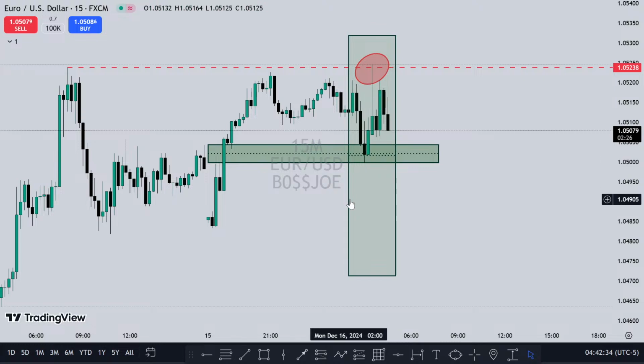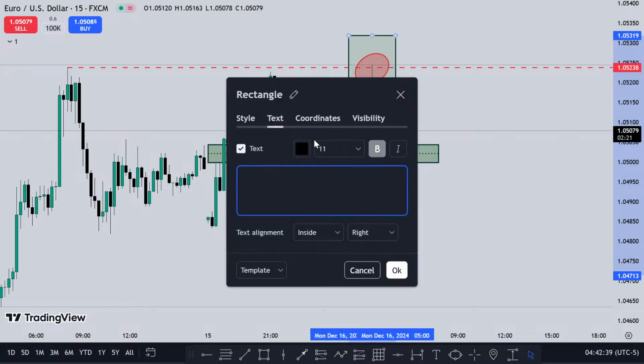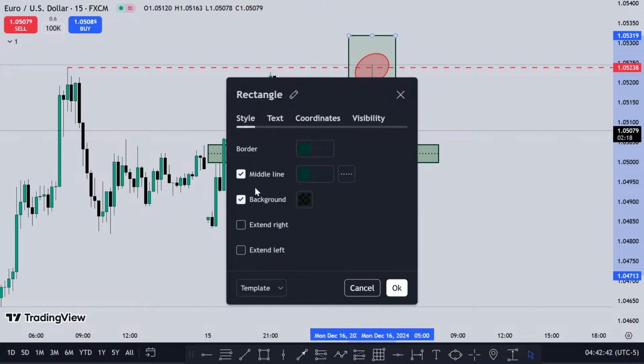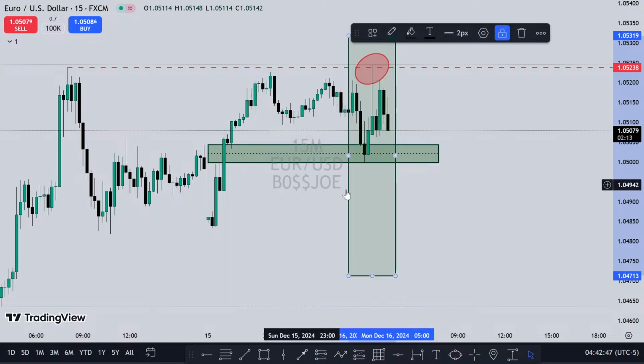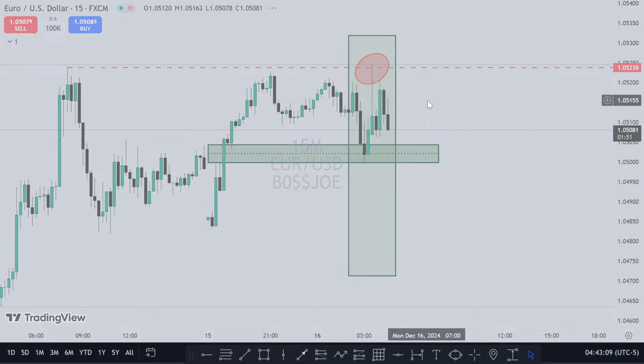Let's take this out. So go to settings and remove the middle line right there. So if you notice this fair value gap, the body of the candlestick respected the consequent encroachment of that fair value gap and pushed to the upside. That alone is a very nice setup. How do we enter this trade? We simply go to the 1 minute time frame.